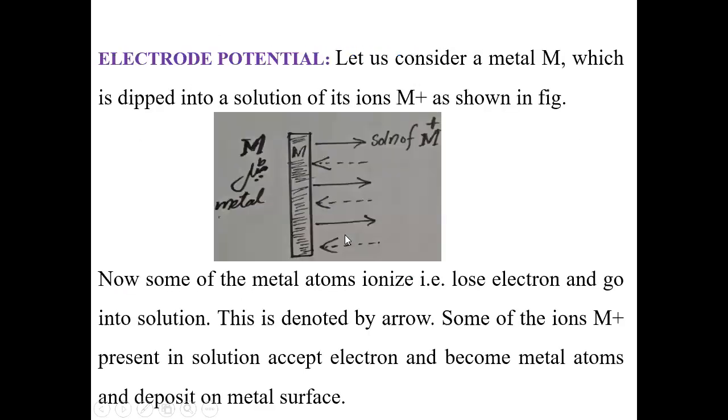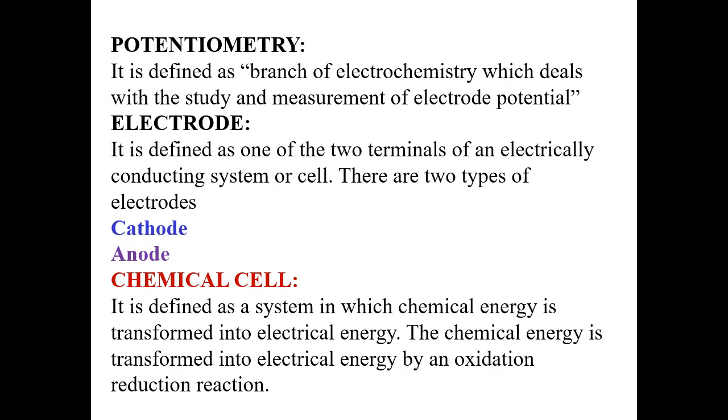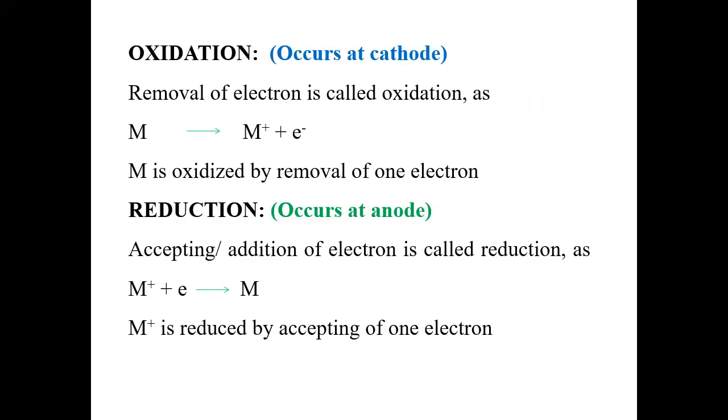What is a chemical cell? It is defined as a system in which chemical energy is transformed into electrical energy. The chemical energy is transformed into electrical energy by an oxidation reduction reaction. What is oxidation? Oxidation always occurs at the anode. Removal of electron is called oxidation, as M is oxidized by removal of one electron. You can see the equation.